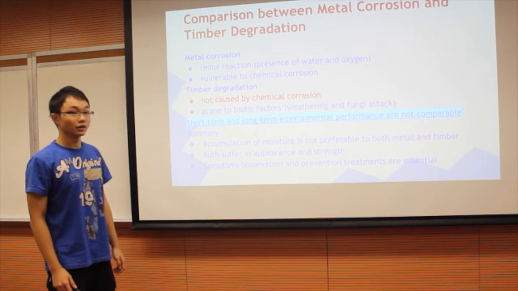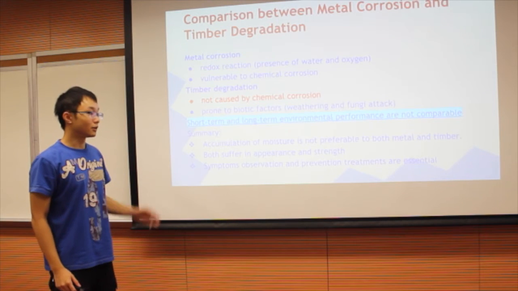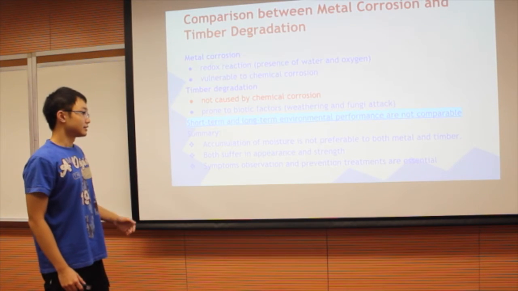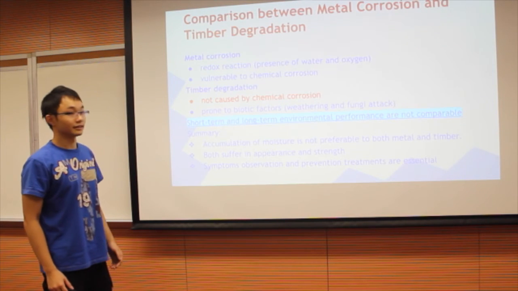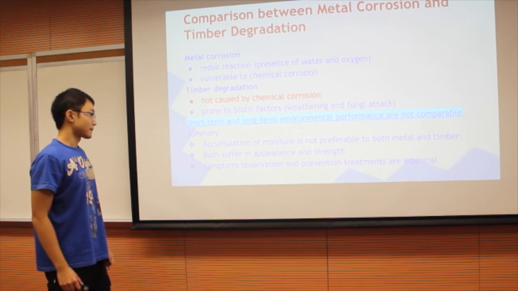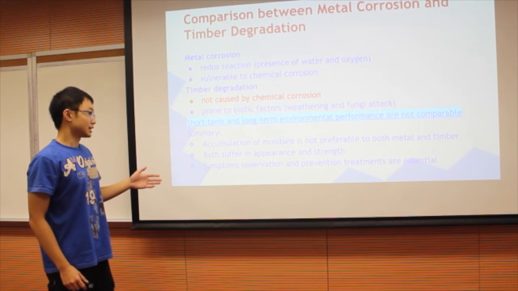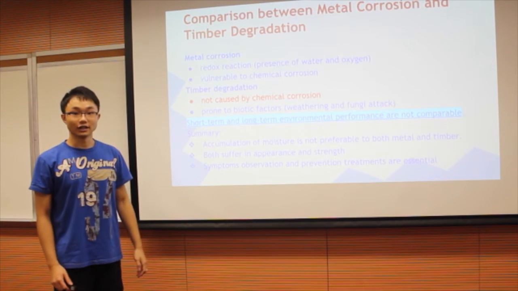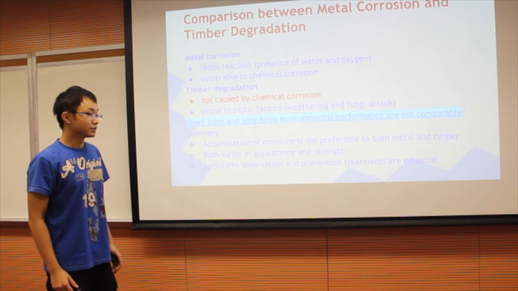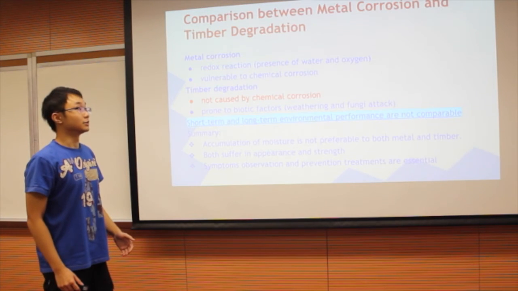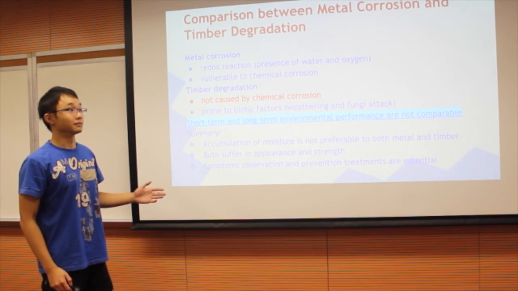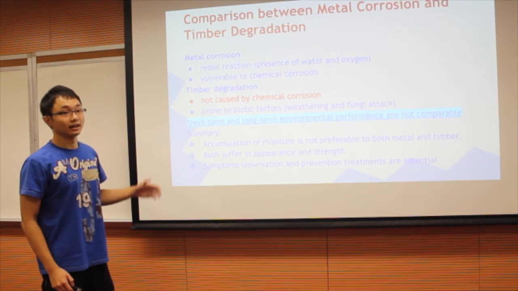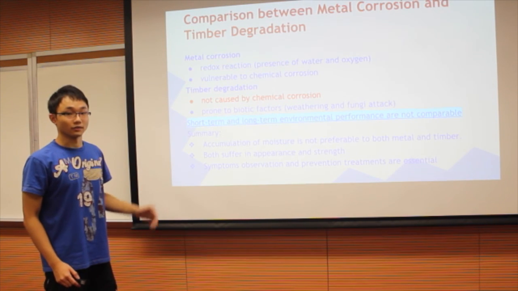After knowing the metal corrosion and timber degradation, we have the following summary: the accumulation of moisture is not preferable for both metal and timber, and metal and timber will both suffer in appearance and strength when they face degradation. And last but not least, the symptoms observation and also the prevention treatments are very essential to protect the safety in structure of the metal and also the timber, and for preventing their degradation and corrosion.